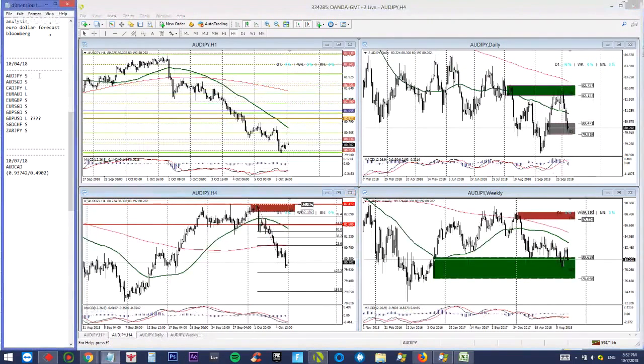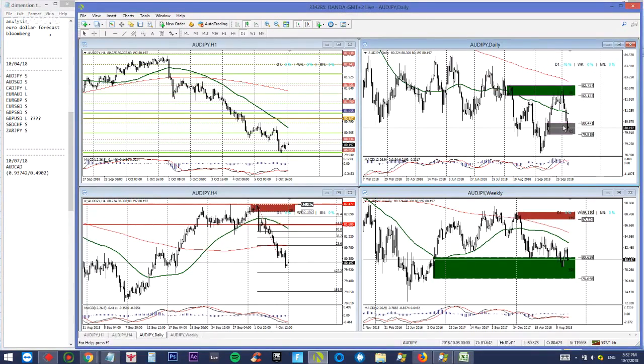AUD JPY, in our previous video, we had some possible setup expectation. And today we're going to update this real quick. So supply has been respected. Demand has been tested 1, 2, 3, and it's the fourth time coming back. And on the daily it has been touched back once in the current demand zone.